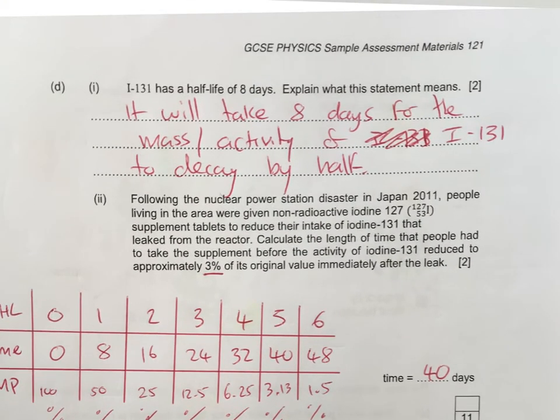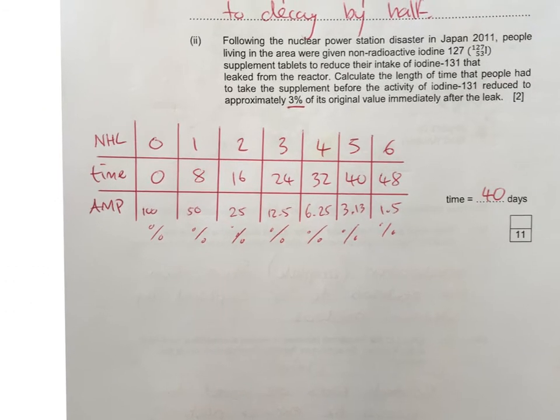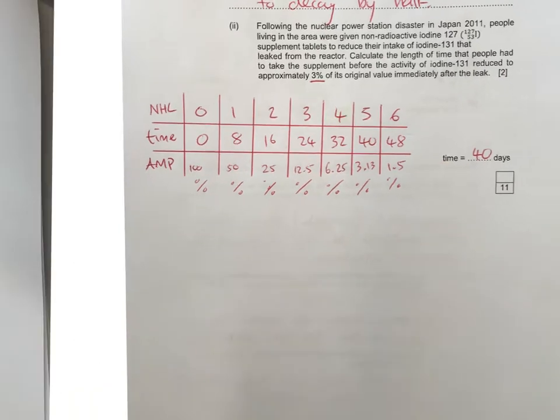What does it mean? And again, this is just the definition of half-life. It's going to take 8 days for the mass or the activity or parent nuclei of iodine 131 to decay by half. Then we've got the table for 2 marks. We know it's got a half-life of 8 days, and it needs to get down to about 3%. So we will start at 100%, 50, 25, 12.5, 6.25, and then that's around about 3% there. So I've said 40 days, which was correct to the mark scheme.